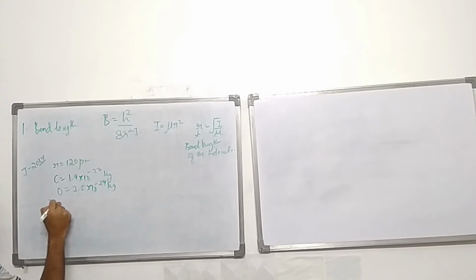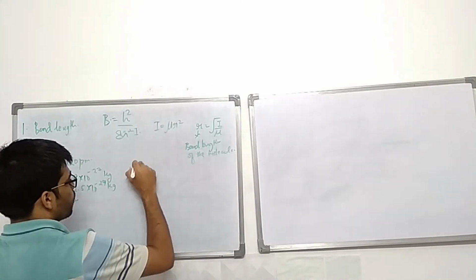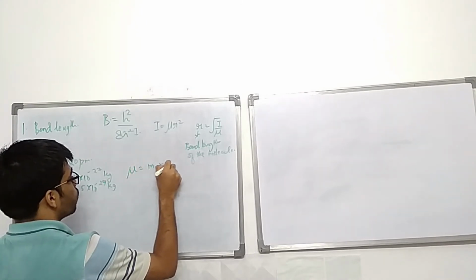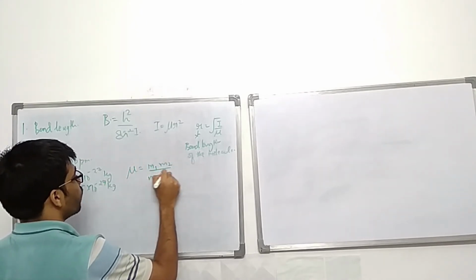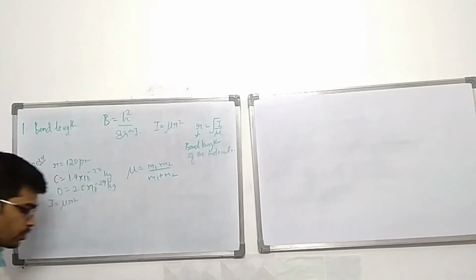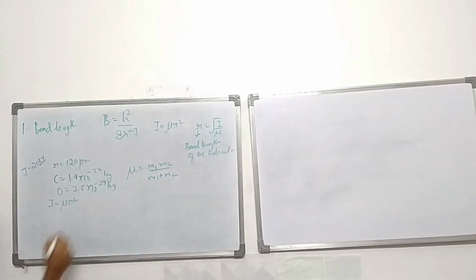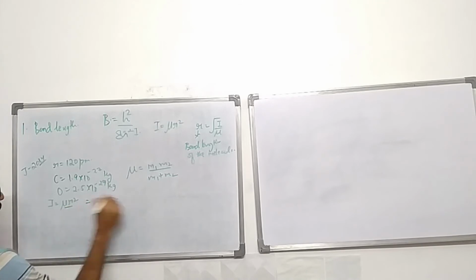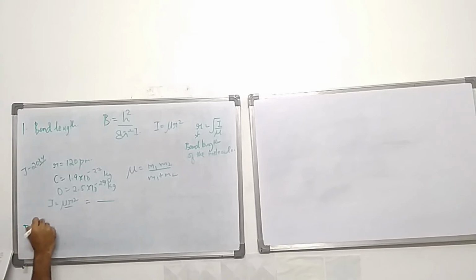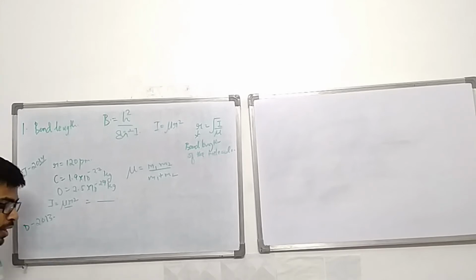Now you know I is equal to mu r square. So for that you first need to find mu, which is m1 m2 by m1 plus m2. So once you find this, you'll be able to use that value here and you can find the moment of inertia.